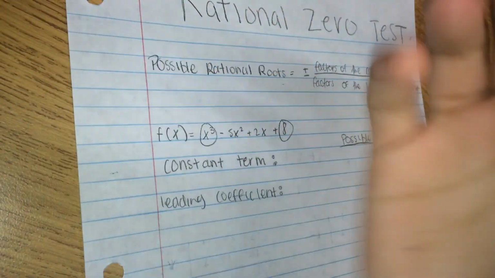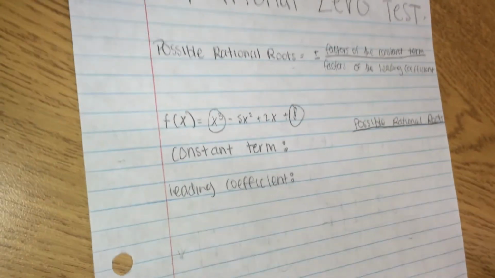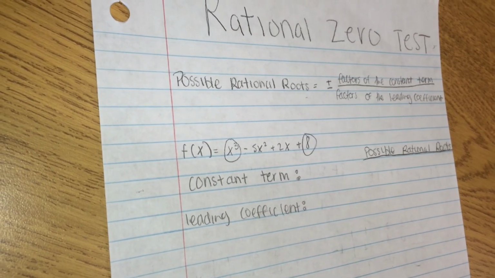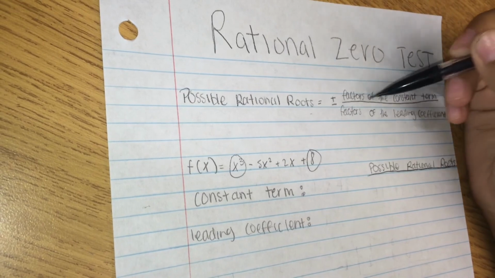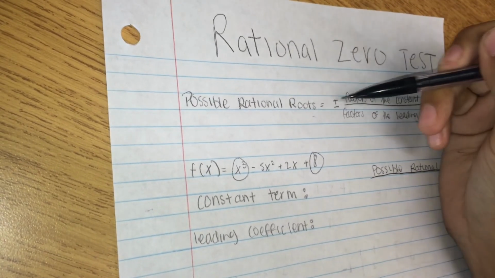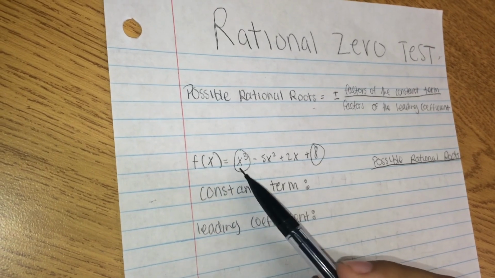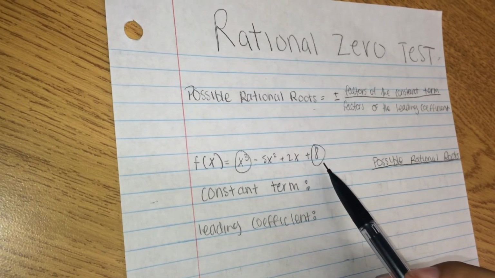Okay, so today we're doing the rational zero test. And what we first have to do is find the possible rational roots. So we find the factors of the constant term and divide it by the factors of the leading coefficient, both plus and negative. So, for example, we have f of x equals x cubed minus 5x squared plus 2x plus 8.